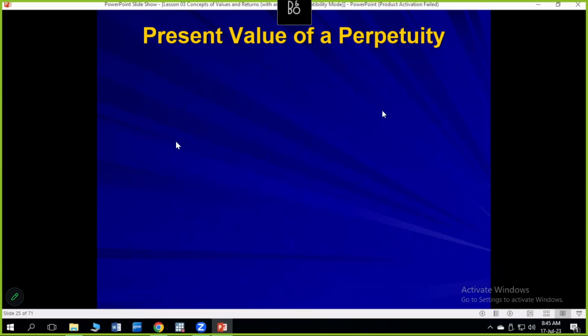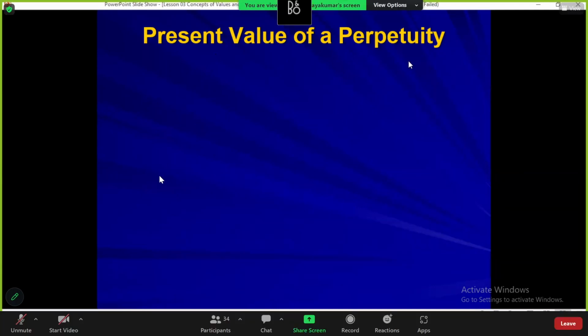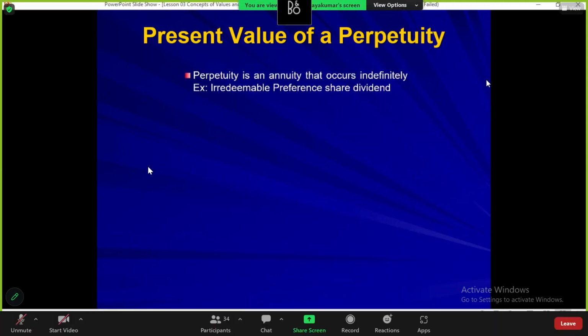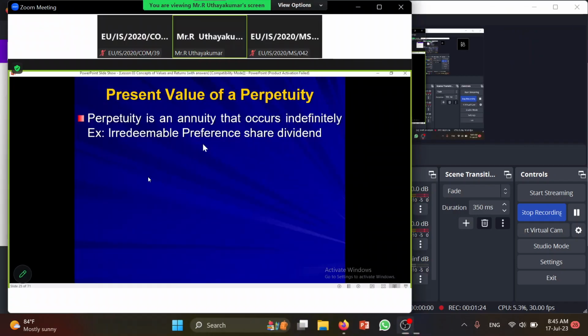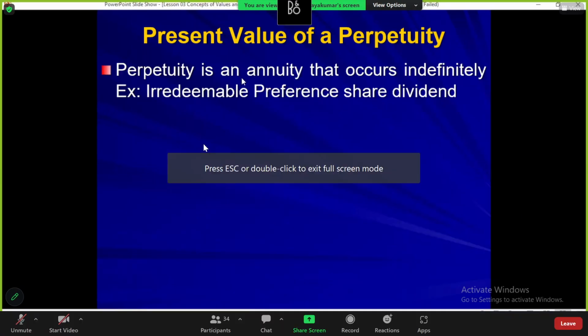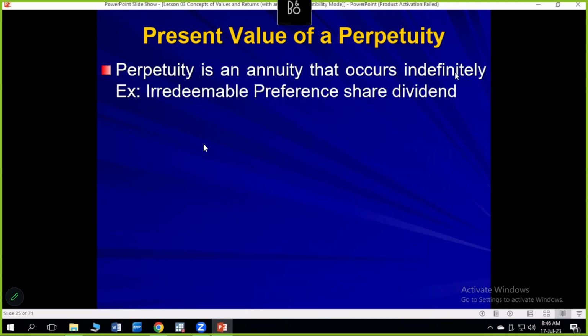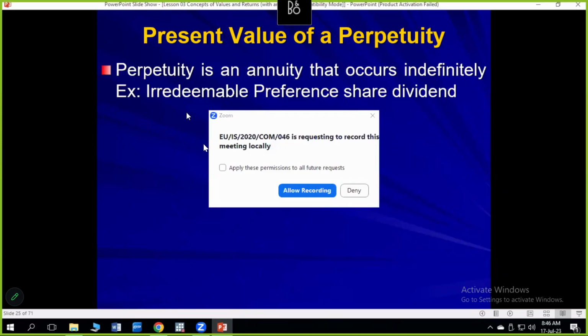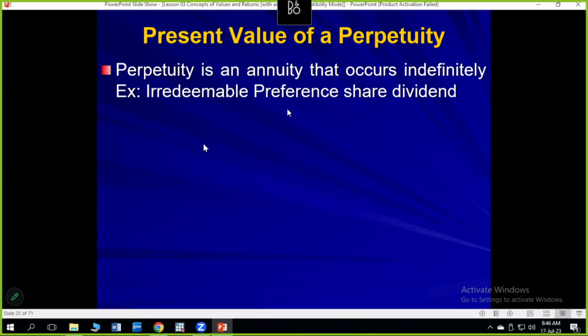Perpetuity. So put the title in your exercise book: present value of perpetuity. A perpetuity is an annuity that occurs indefinitely. It's a fixed payment, so irredeemable. A preferential dividend is an example of a perpetuity.